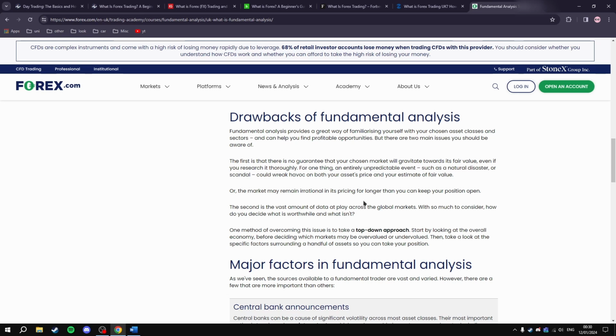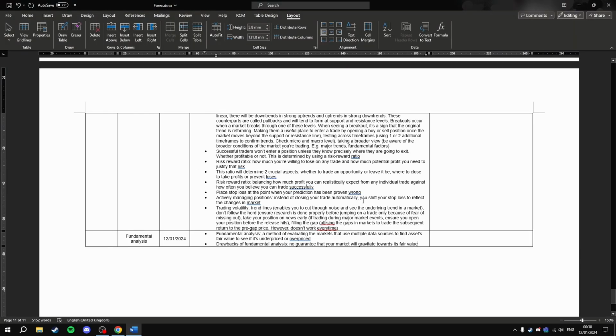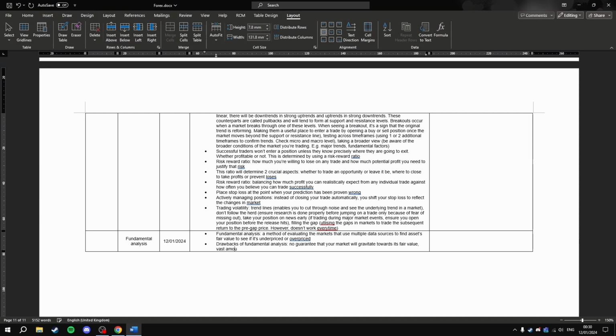The second is the vast amount of data at play across the global markets. With so much to consider, how do you decide what is worthwhile and what isn't?